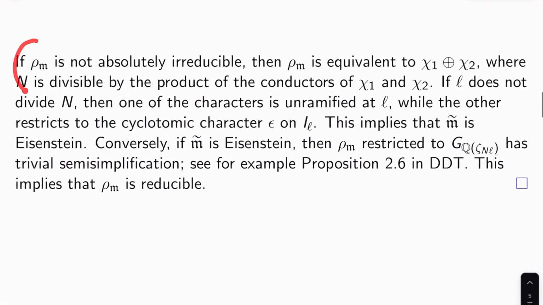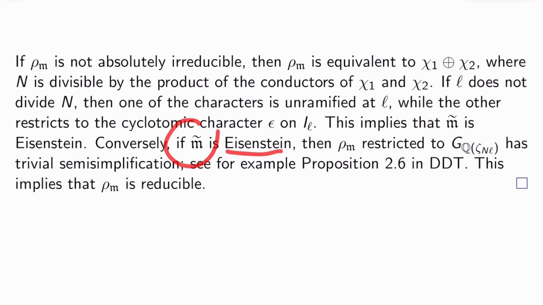Okay, so let's prove this quickly. First of all, if ρ_m is not absolutely irreducible, then ρ_m is equivalent to, let's say, χ1 + χ2, where N is divisible by the product of the conductors of the characters χ1 and χ2. If ℓ doesn't divide N, then one of the characters is unramified at ℓ, while the other restricts to the cyclotomic character ε on inertia at ℓ. This implies that m̃ is Eisenstein, so that's one direction.